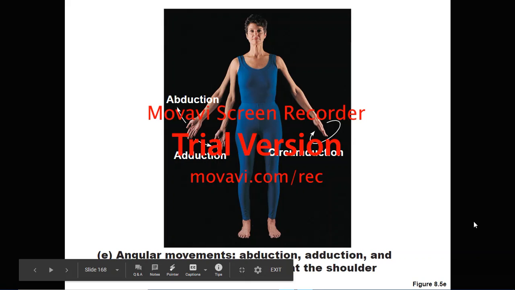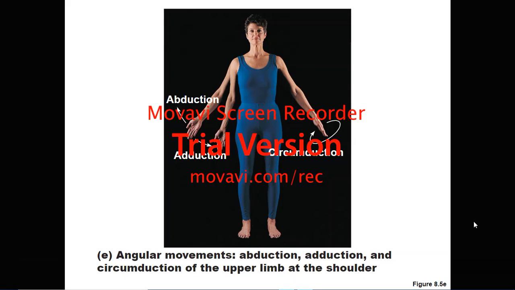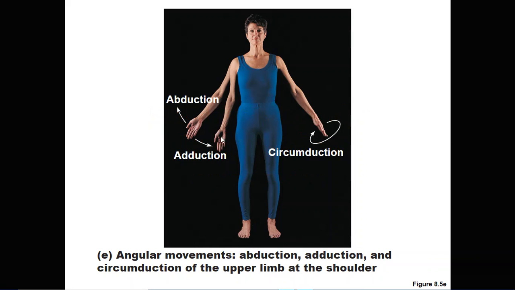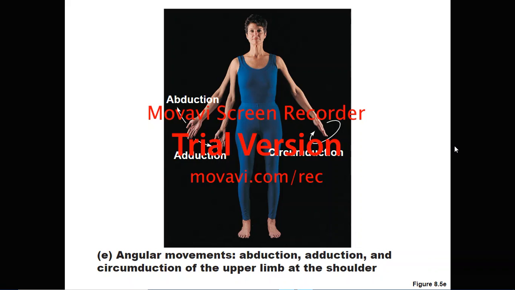This figure, again, shows an example of abduction, moving away from the midline, adduction, toward the midline, okay? And then circumduction, circular motion, and in this case, circumduction of the upper limb at the shoulder, okay? It goes in a circular motion, circumduction.